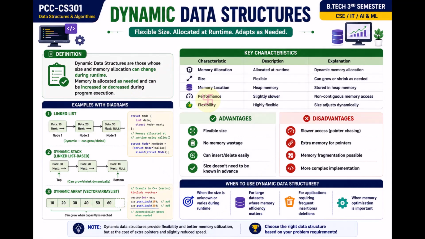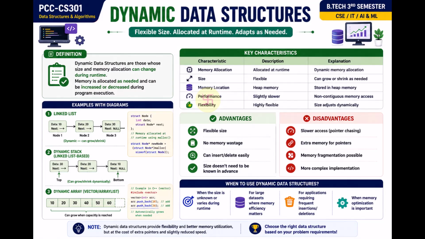Now let's look at the opposite idea, dynamic data structures. Unlike static structures, their size can change during program execution. Memory is allocated at runtime whenever it is needed. The best example is a linked list. Imagine a train. If you need another compartment, you can simply add one.